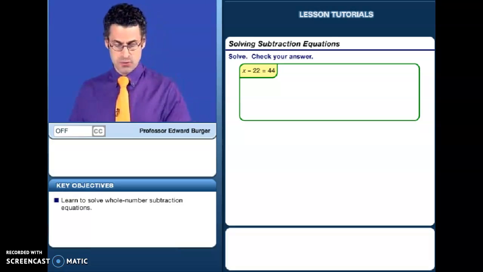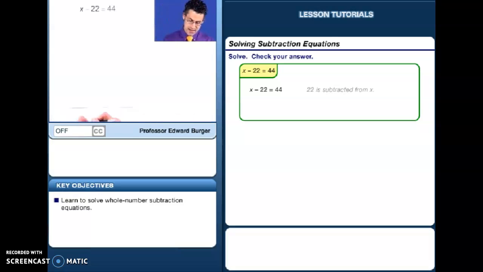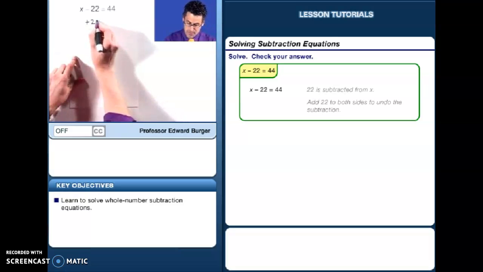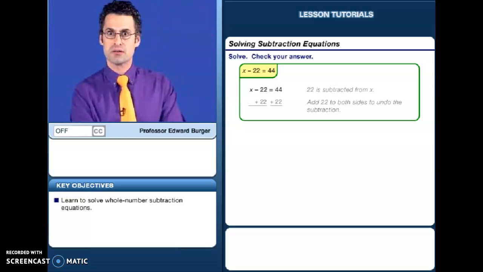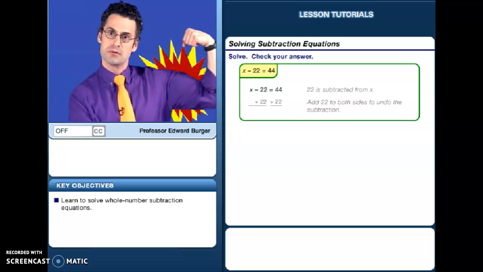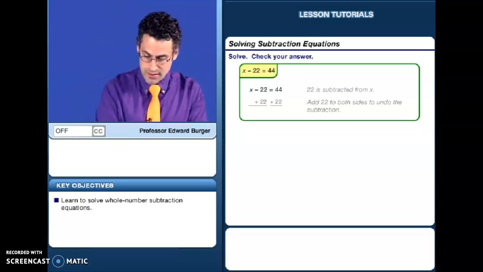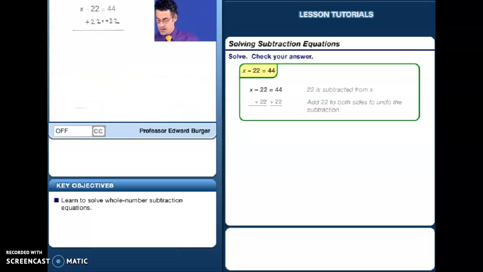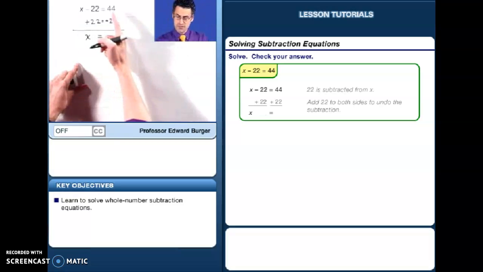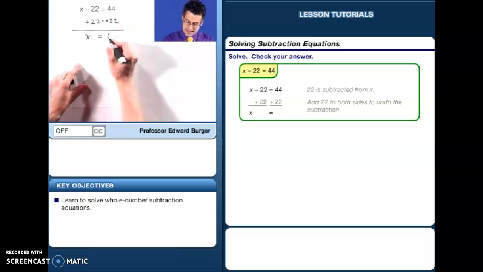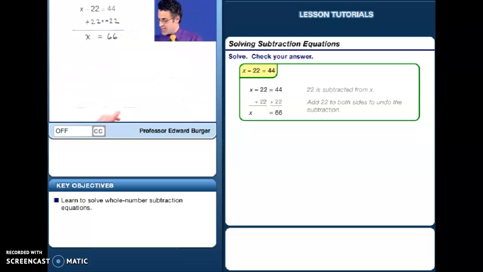So let's do the same thing again. I still want to undo the minus 22, so I'm going to add 22 to both sides. I'm not afraid. I have not lost any confidence. In fact, I'm stronger than ever. And now when we combine, what do I see? Well, on the left-hand side, minus 22 plus 22 is 0, so I just have the x. And now let's add carefully. 44 plus 22 is 66.